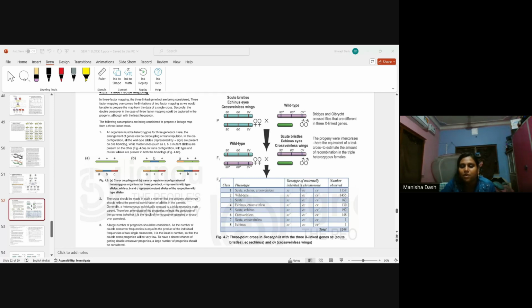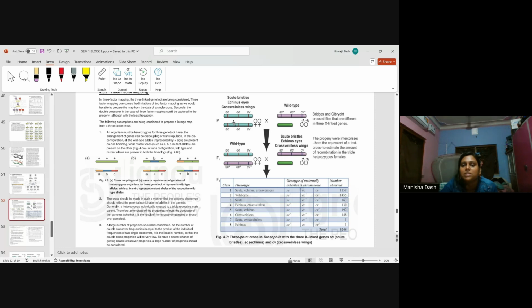Now, what kind of problems can you get in the exam? If you look here, the crossover is being done here. So it is actually a three-point crossover. Three different genes are considered. One gene is SC, the second gene is EC, the third gene is CB. These are the recessive forms of the genes, and SC plus, EC plus and CB plus are the dominant forms of the genes.